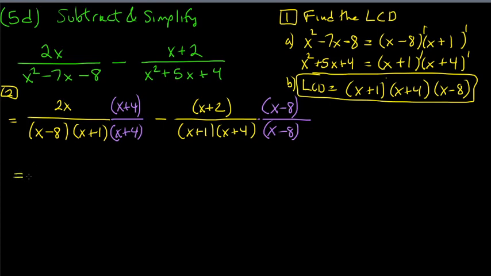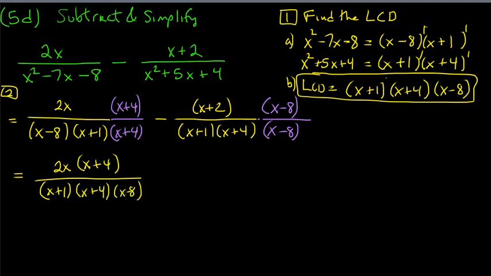All right, so what do we have? We have 2x times x plus 4. We'll multiply that out later, right? But we will do that. And the denominator, let me just put this in the order of the LCD. I'll do x plus 1 first, then x plus 4, and then x minus 8. Again, order doesn't matter when you're multiplying, right? Minus, and then we have x minus 2 times x minus 8, all over, okay, the denominator is exactly the same. X plus 1, x plus 4, x minus 8.